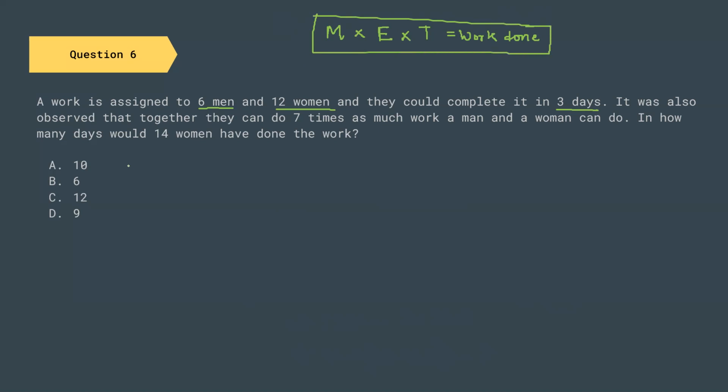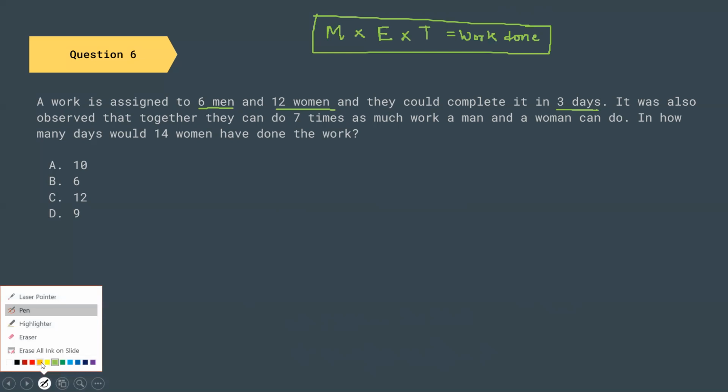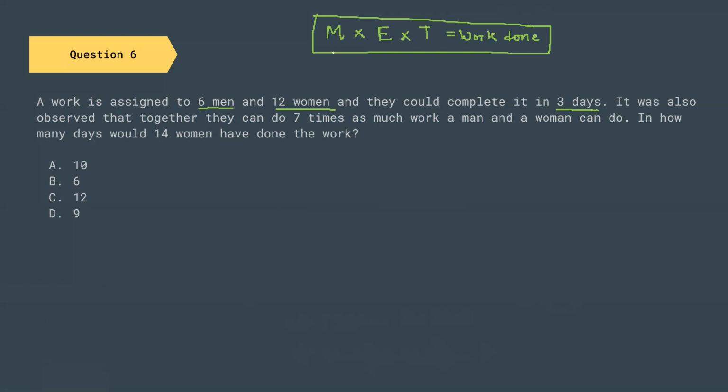Let me revise this formula again. We have M cross E into T. What does this mean? M means number of men, E means the efficiency of each of the men, and T is the total time taken. If we take the product of these three terms, we get the total work done. So from this first statement, let us try to find the total work done.